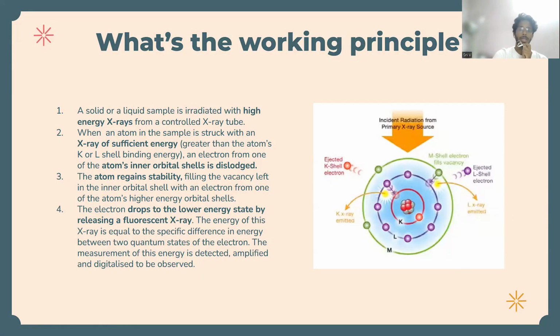The atom then regains stability, filling the vacancy left in the inner orbital shell with an electron from one of the atom's higher energy orbital shells. The electron drops to the lower energy state by releasing a fluorescent X-ray. The energy of this X-ray is equal to the specific difference in energy between two quantum states of the electron. The measurement of this energy is the basis of XRF analysis.